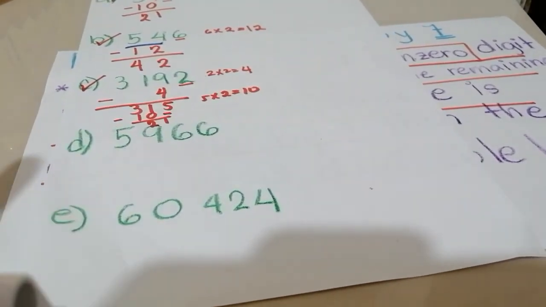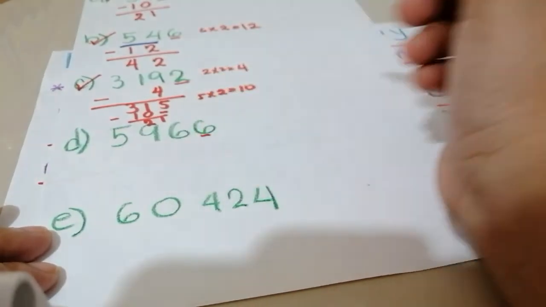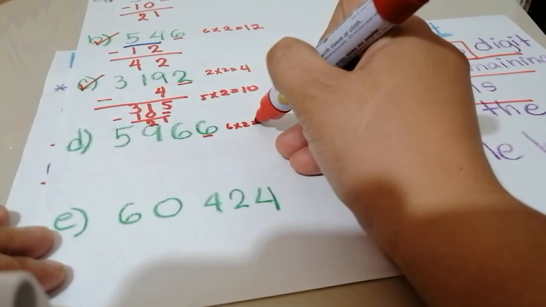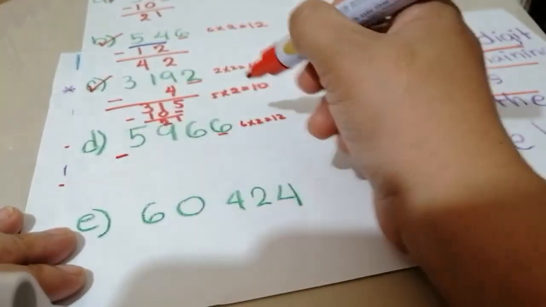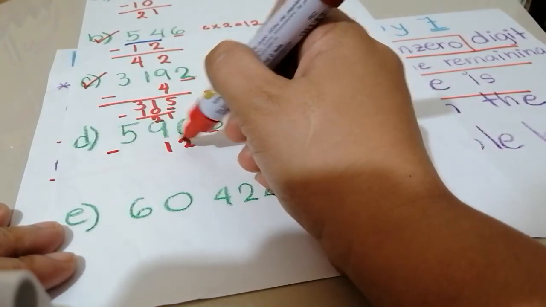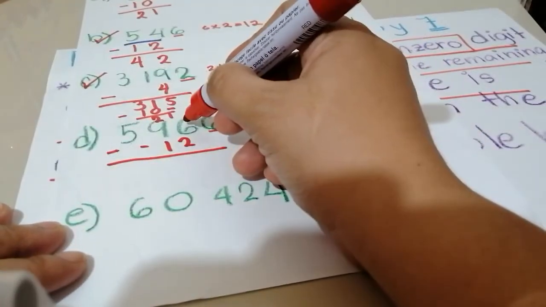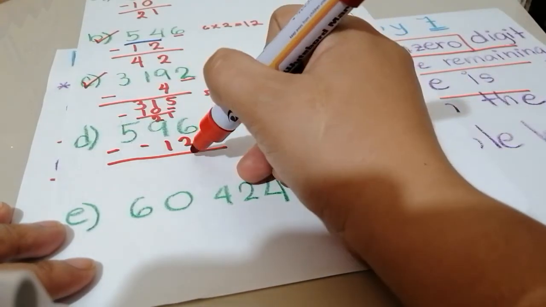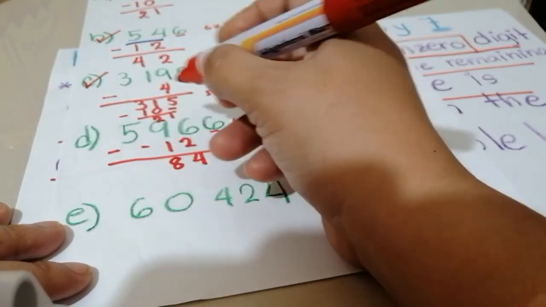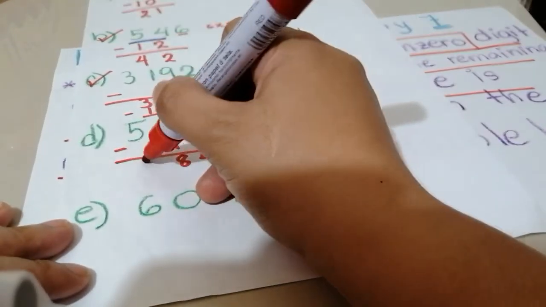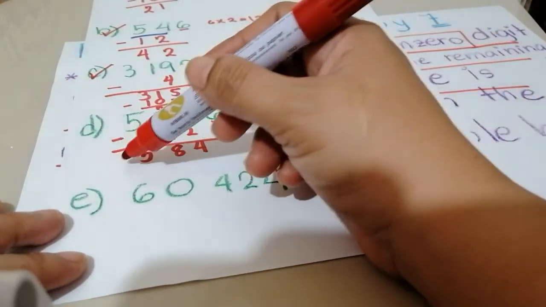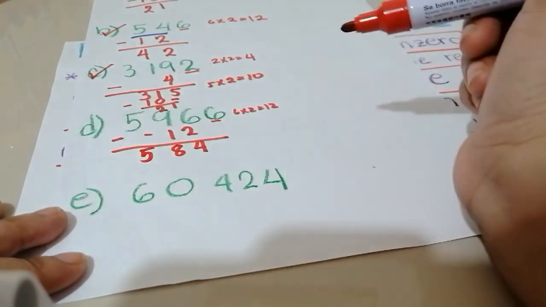Okay, so for us to know that, again, we multiply the last digit and that will be 6. So 6 times 2 is 12. Subtract natin yung 12 dun sa natitirang 596. So lagay natin ng 12 dito to align. So 6 minus 2 is 4. 9 minus 1 is 8, and then bring down 5. Okay? So, 584. Yung 584 dito ay malaki pang number.